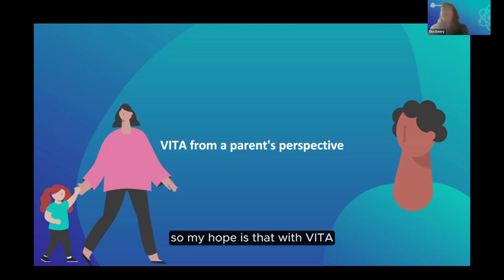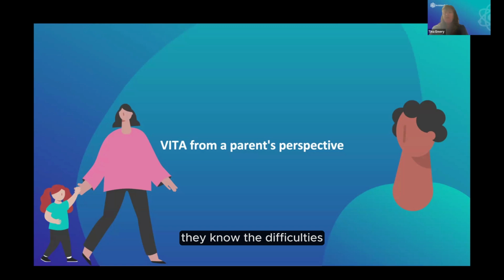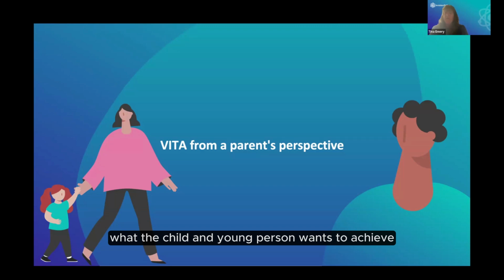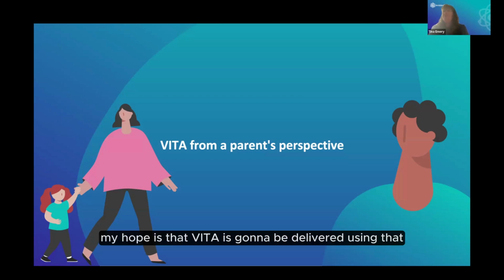So my hope is that with VITA, this allows people that are writing about a young person and a child to actually have met them. And so then the plan becomes more quality assured, because they've met the family, they know the difficulties, they know the direction of travel, so they know what the child and young person wants to achieve, what they want to do when they're older, where they need to be and how they're going to get there. And that for me is really, really important. So my hope is that VITA is going to be delivered using that.